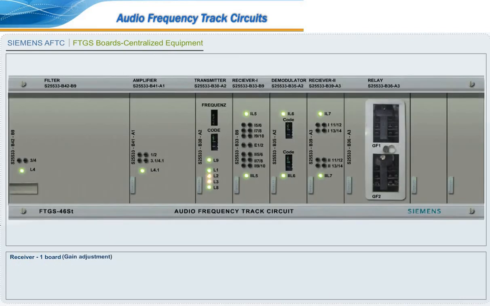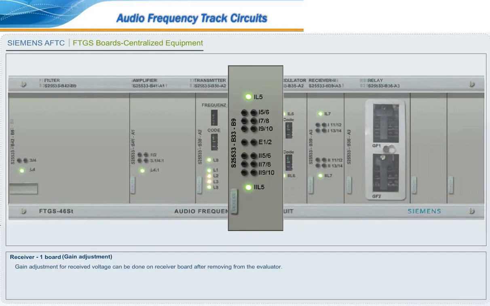Gain adjustment. Gain adjustment for the received voltage can be done on the receiver board after removing it from the evaluator.